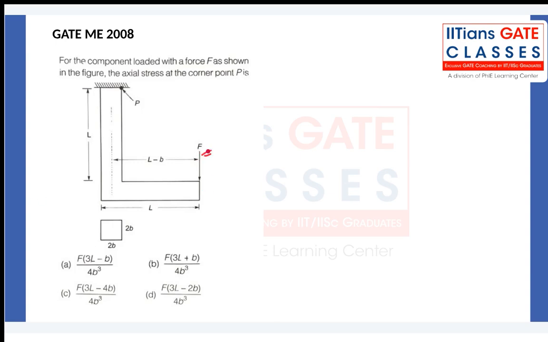There is a force F acting here. The cross section is given, and you need to find what is the stress at point P. Quite similar to the previous one, it seems to be much easier than what we have seen, right? What is the stress at point P? Do you feel it is force divided by area? Probably not, right? Probably not.